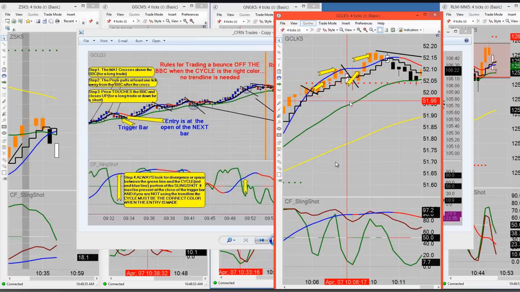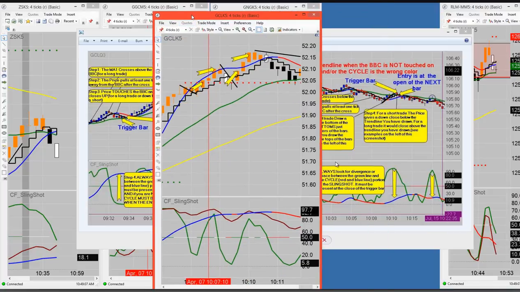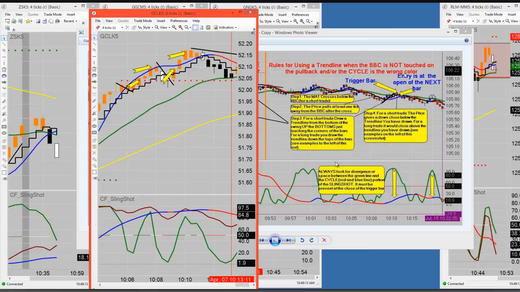Price starts to pull back toward the BBC. You see it starting to pull back toward the BBC right here, but it doesn't actually hit the BBC. Okay, and if you look down here, you'll see the cycle is the wrong color. So, rules for using a trend line when the BBC is not touched on the pullback and/or the cycle is the wrong color. Even if it had hit the BBC, if the cycle is the wrong color, you still need to close above the trend line. So you start drawing a trend line as soon as you can. You need 2 bars to draw a trend line. So as soon as you can start drawing it, you do.